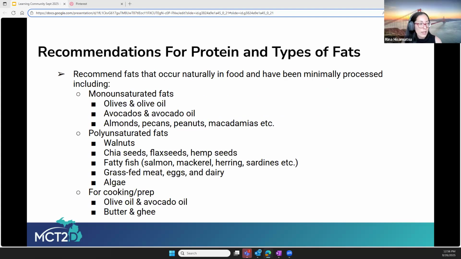I often recommend fats that naturally occur in food and have been minimally processed. So that includes monounsaturated fats and polyunsaturated fats. We've got olives and olive oil, nuts and seeds of a large variety, avocados and avocado oil, fatty fish, grass-fed animal products like meat, eggs, and dairy, and then for cooking as well, I typically will encourage olive oil or avocado oil.